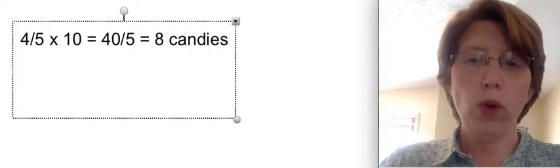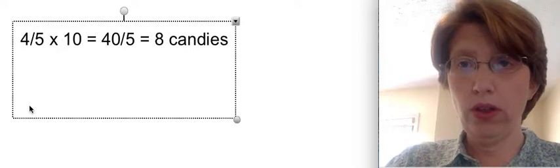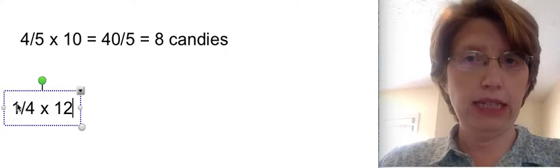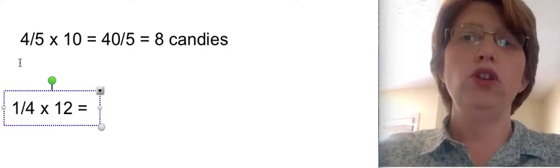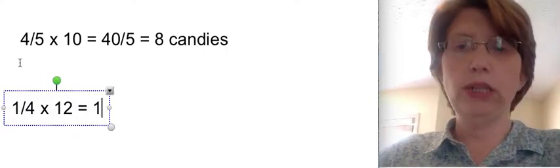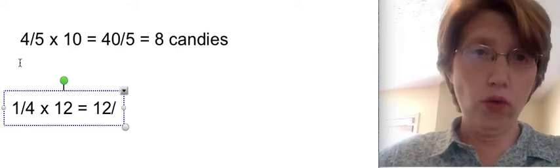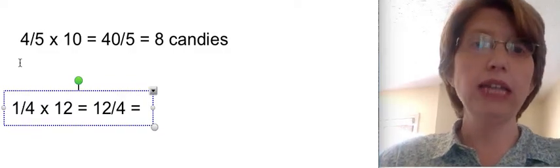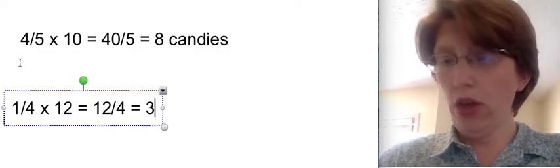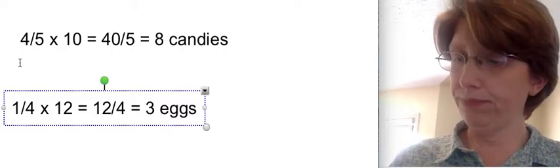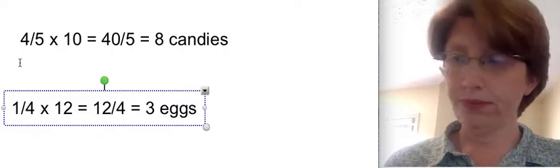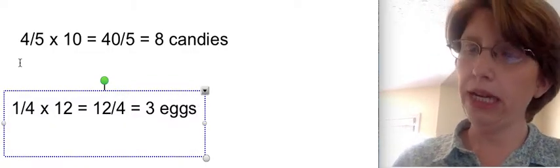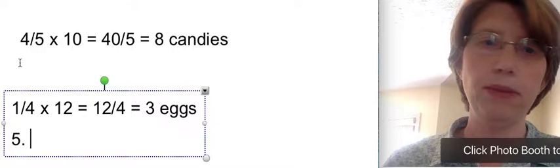Number 4, 1/4 of a dozen eggs. Numerator times whole number is going to be 12. Slide over that denominator, which is 4. And then I'm going to divide 12 by 4, which is going to be 3 eggs. Okay, now let's do 5, 6, and 7, and then I'm going to let you work on some of this on your own.